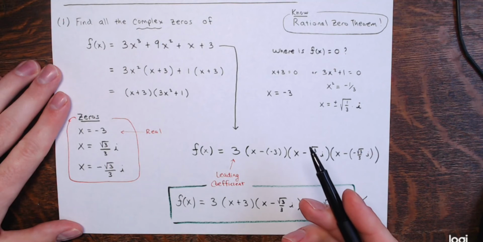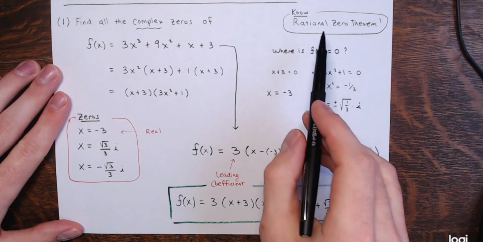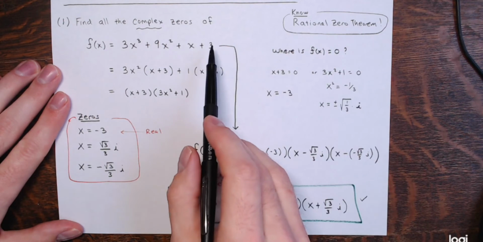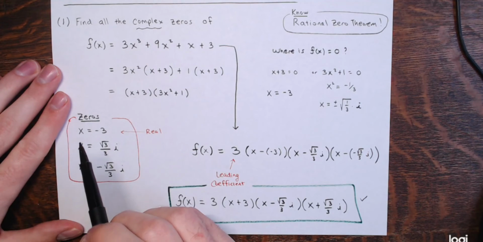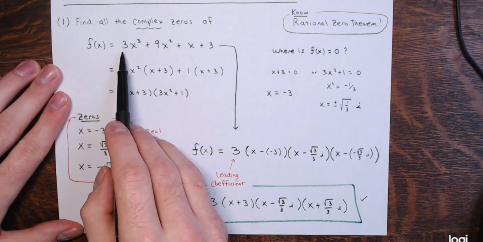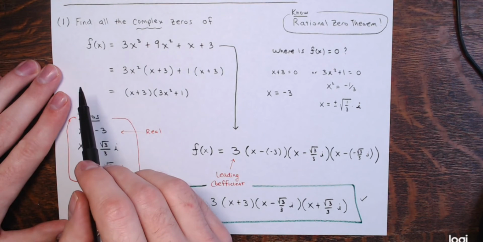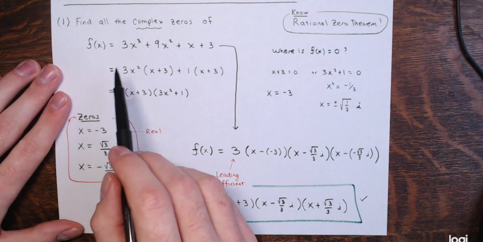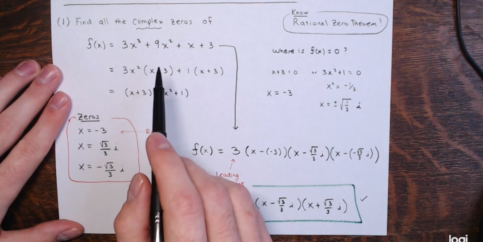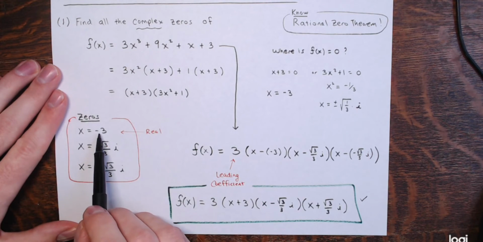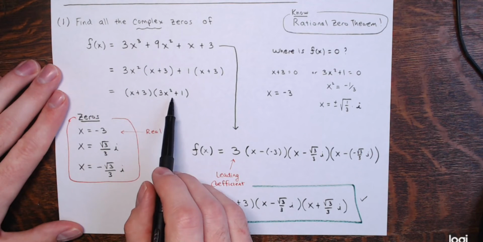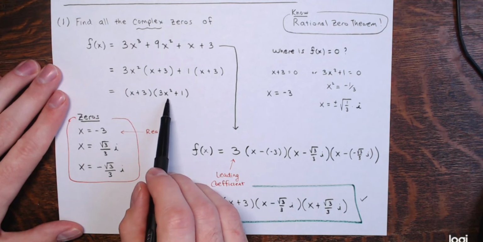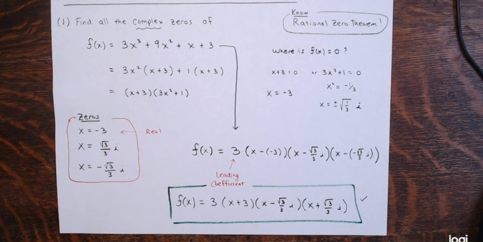You could use the rational zero theorem to make a list of possible rational zeros, factors of the constant divided by factors of the lead coefficient. And then you start plugging in those values from that list, and eventually you would have seen that negative 3 is a 0, and then you could use it to factor it, and you would have factored it exactly this way, x plus 3 times 3x squared plus 1, and then you find the zeros of all these, and you would have ended up with the same stuff.